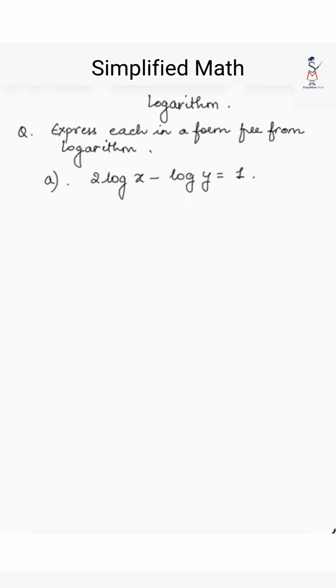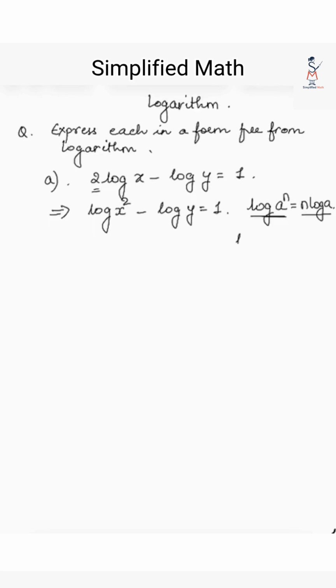Now let's see the rule of log first. Log a raised to the power n is n log a. That means if it is n log a, you can write it in this form. I'll do it step by step. Log x, and the 2 which is in front of log comes in as a power of x, minus log y is equal to 1.